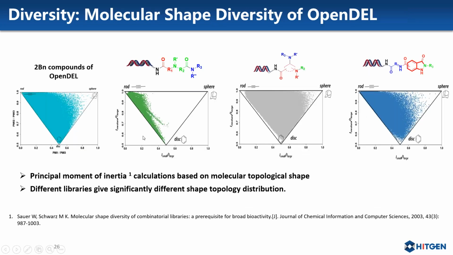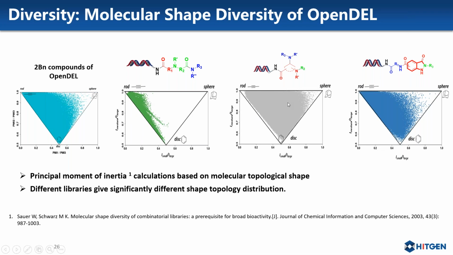The other thing we consider is the topology diversity of the DEL molecules. On the left side of this slide, we show the topology distribution of the 2 billion compounds of the OpenDEL, and the different library designs show very different topology distributions. For example, this one is a building block combination library. It looks like just a linear library, so the topology is much more arranged toward this kind of zoom.